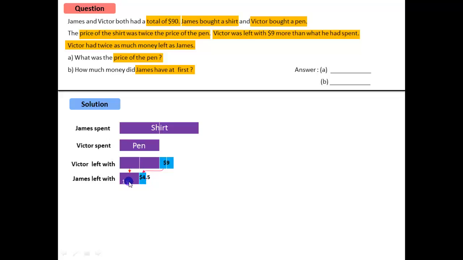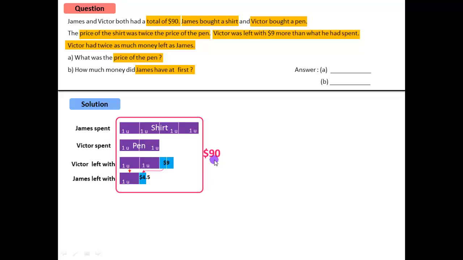Let's take this portion as 1 unit. So this will be 1 unit. This will be 1 unit. We can also divide the pen and the shirt into units where all these portions will be 1 unit. We know from the question that they had a total of $90. So the amount that both of them had spent plus the amount that both of them were left with would be equal to the total, which is $90.